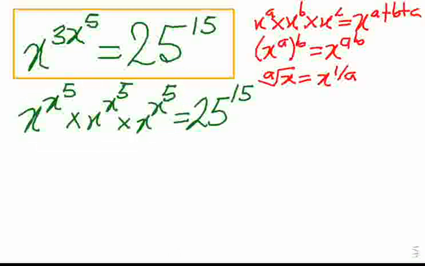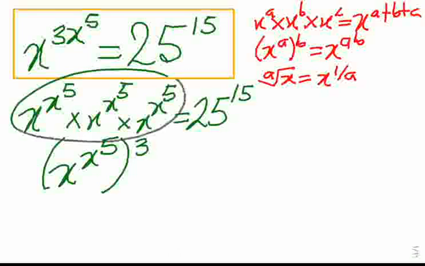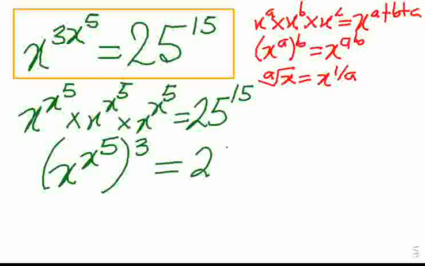Now the next thing I'm going to do here, since these 3 expressions are the same, I am going to write them as a single expression, and that is going to be x raised to power x raised to power 5, all cubed, since I have 3 of the expressions here. So this equals 25 raised to power 15.